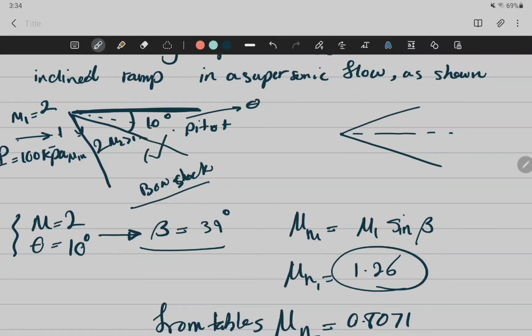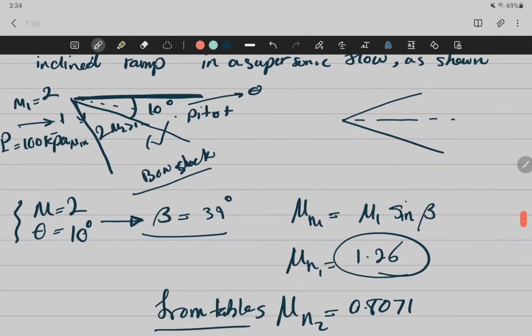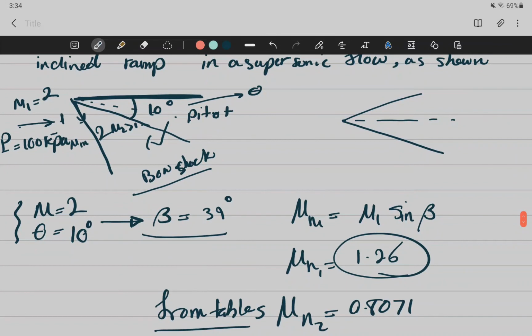Yeah, and we can only assume it's normal since we're measuring right at that tip. If we were measuring somewhere a little further back, we would have to find an oblique shock or something like that. Yeah, but if you are moving a little further from the pitot tube, you haven't arrived at the shock wave yet, so your velocity is going to be your M2 still.